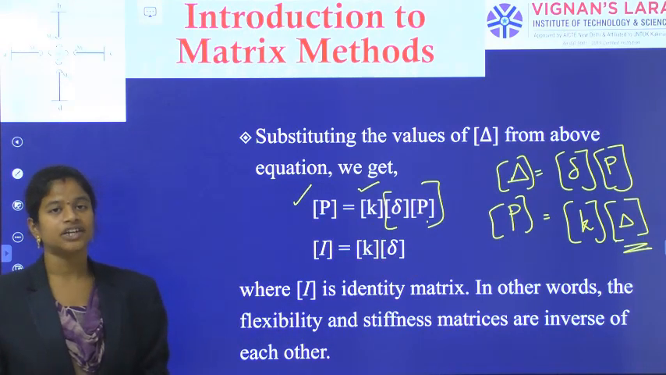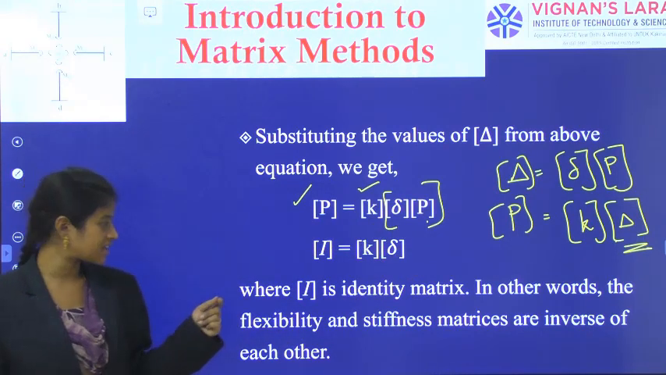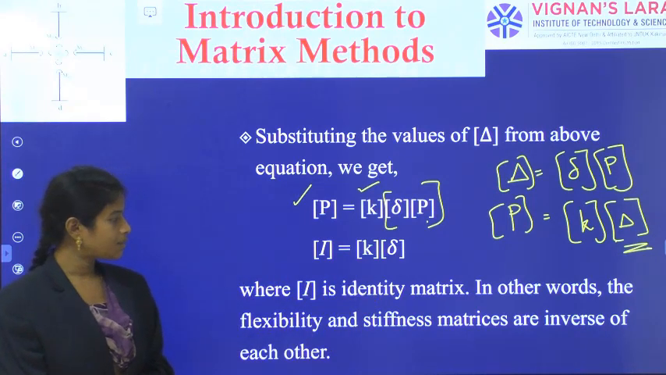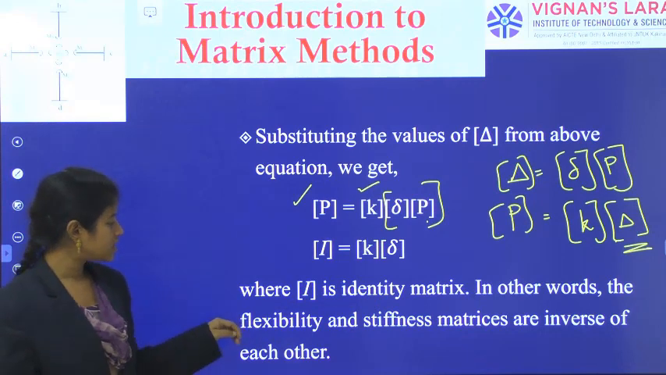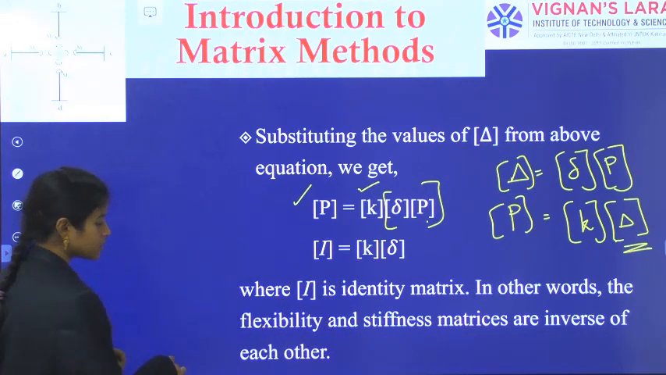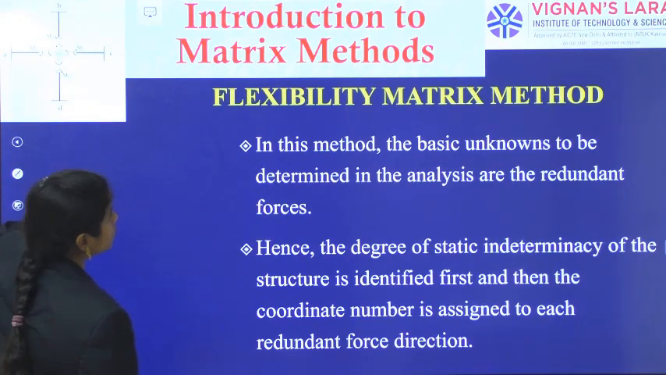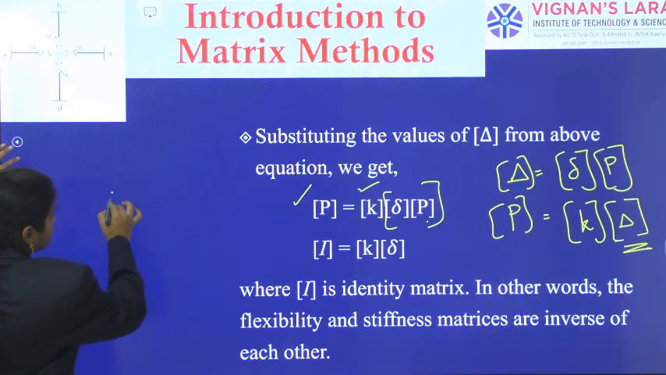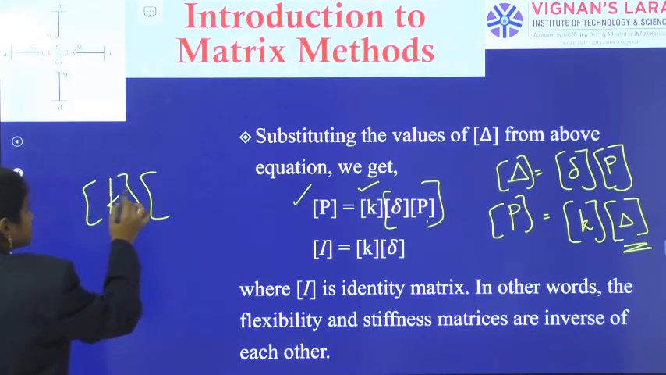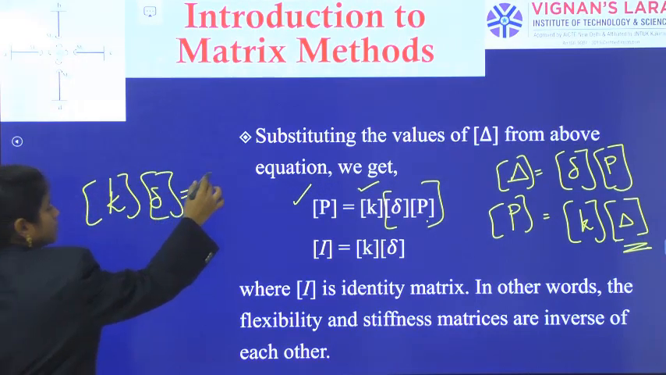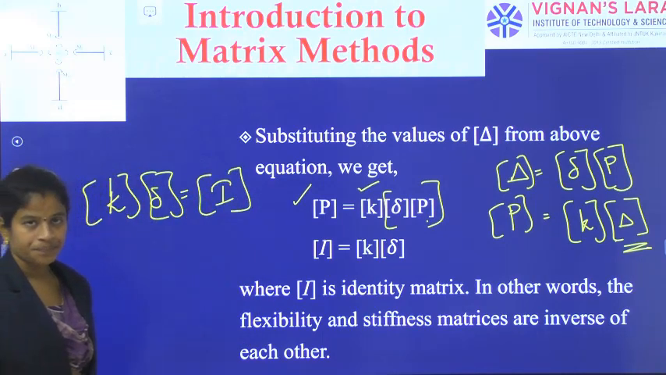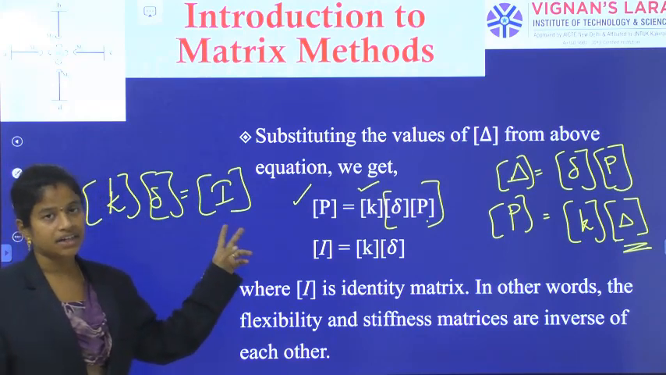So, flexibility matrix into stiffness matrix is equal to unit matrix. Okay. Where I is the identity matrix or the unit matrix. In other words, the flexibility matrix and stiffness matrix are inverse in relation. Yes. So, inverse to each other. We can write that flexibility matrix and the stiffness matrix are inverse to each other, so that identity matrix has come. So, due to the multiplication of these two, identity matrix comes.